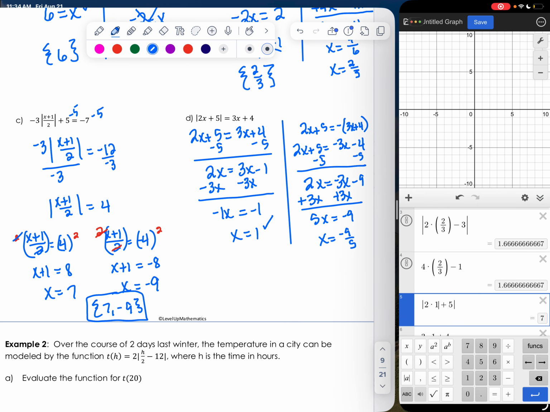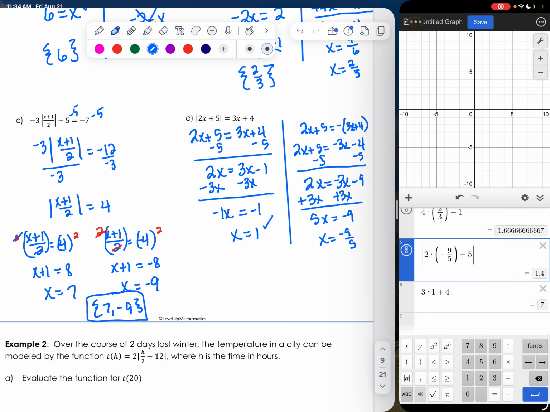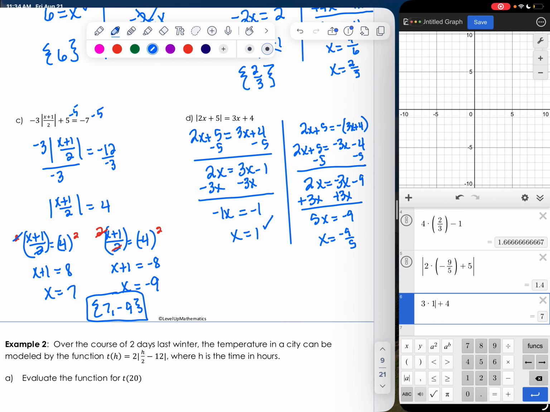Now I'm going to change that 1 to a -9/5. Side arrow. That gives me 1.4. And then change this one to -9/5. Side arrow. And that equals -1.4. So 1.4 does not equal -1.4. So this solution is said to be extraneous. And our only valid solution in this problem is x equals 1.